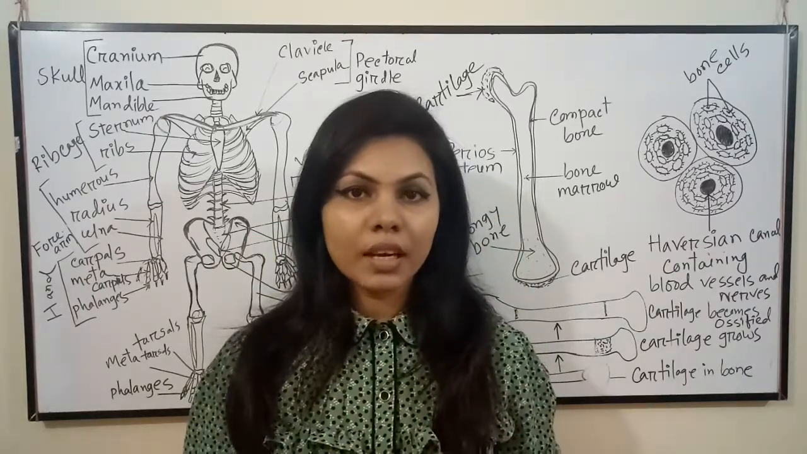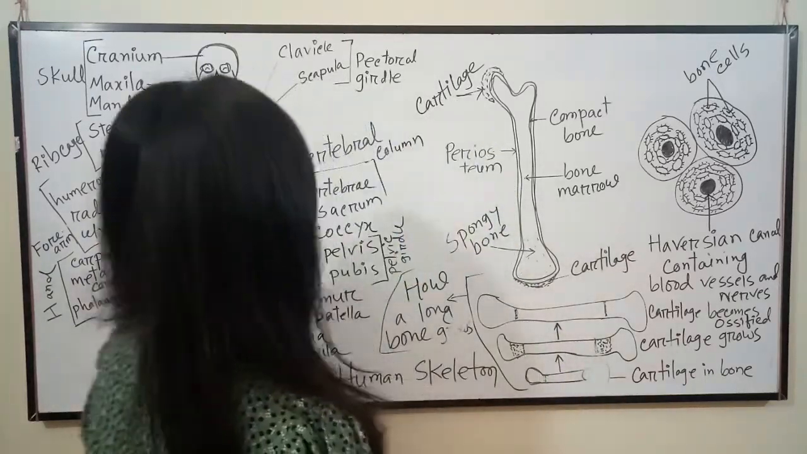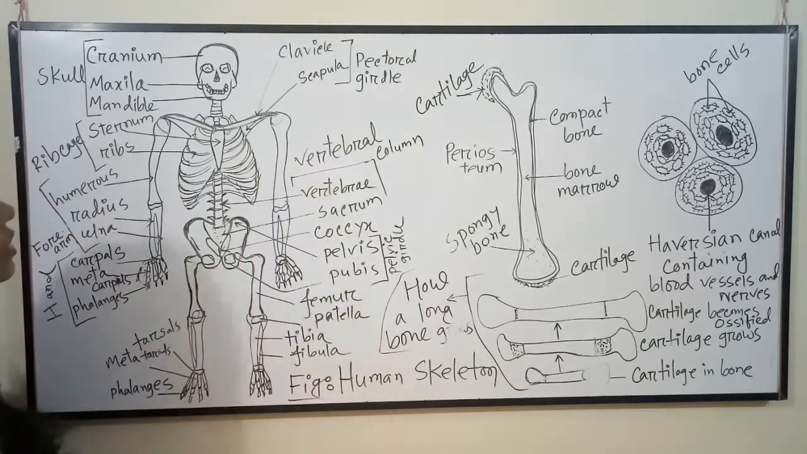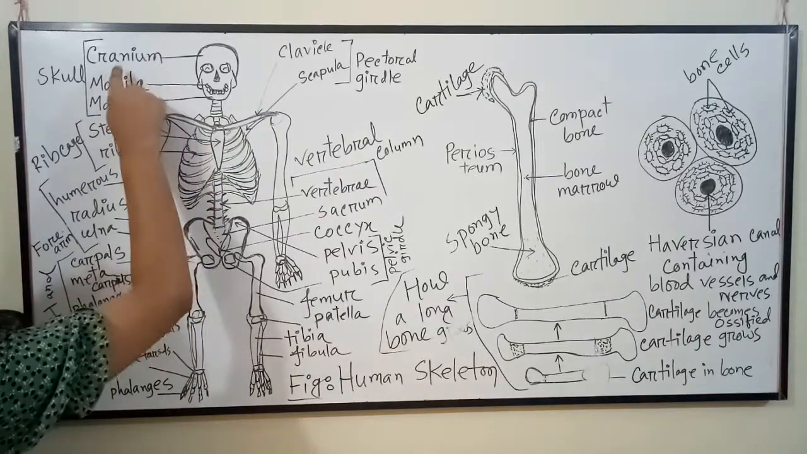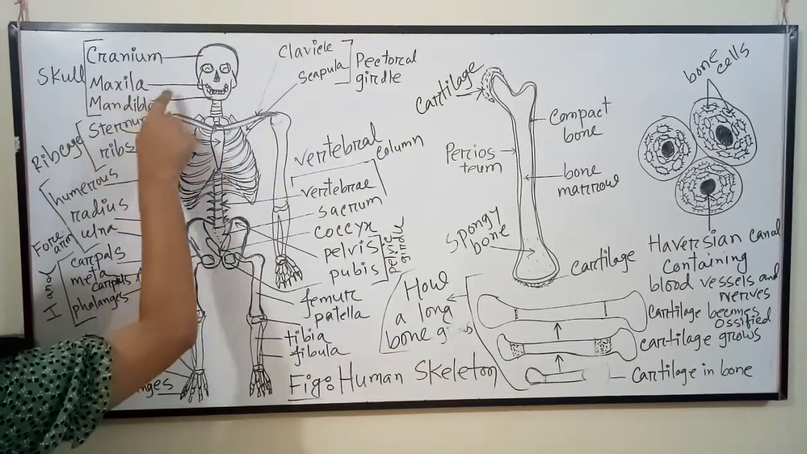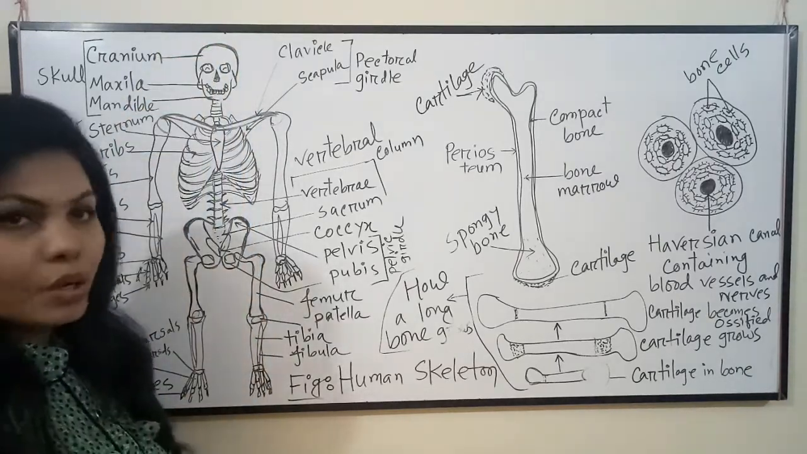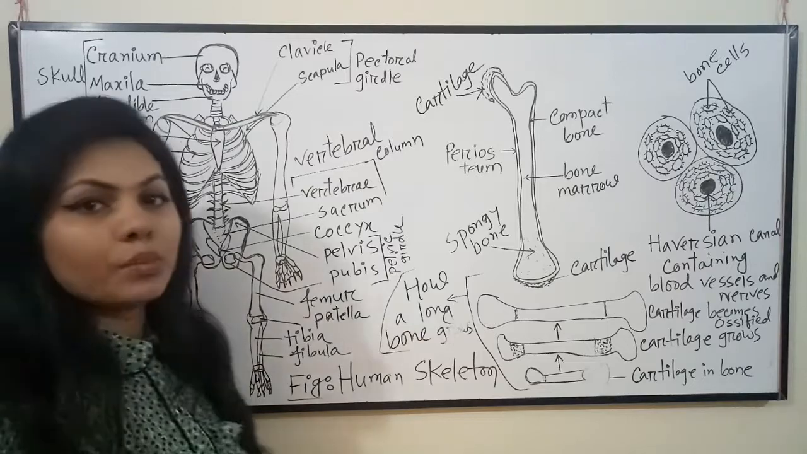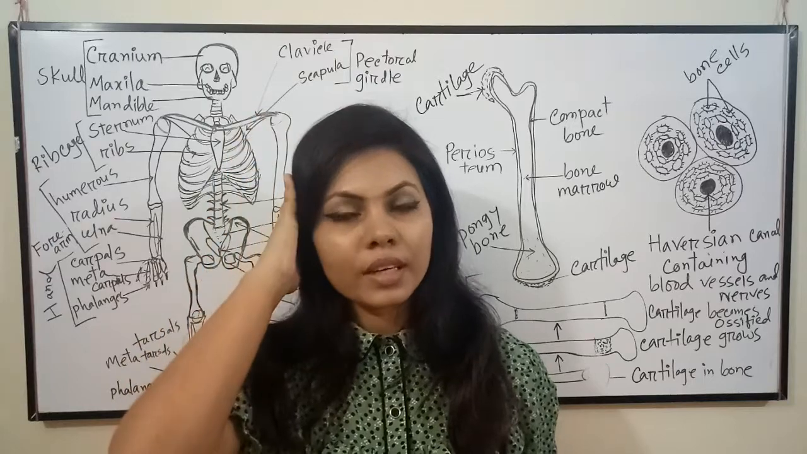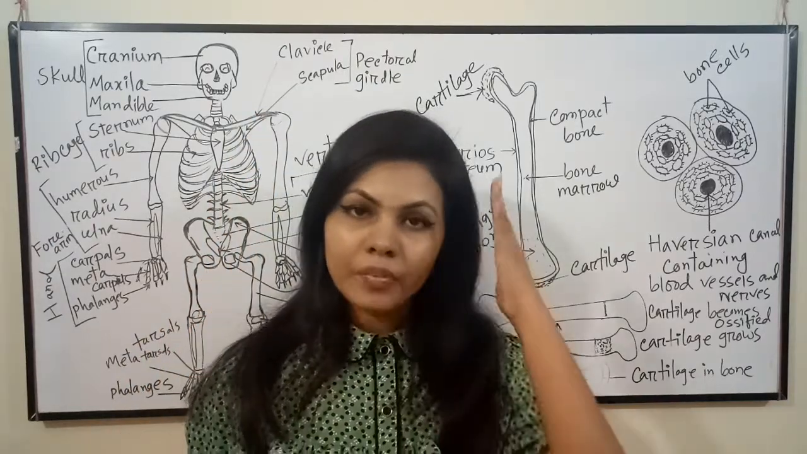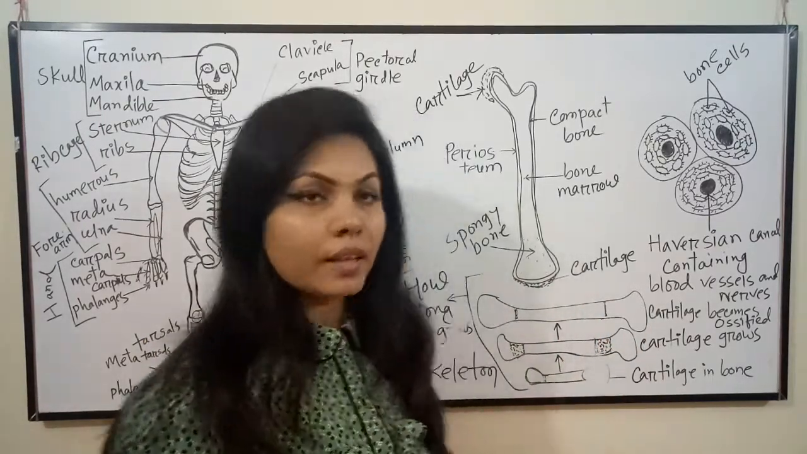Before going into detail, I would like to show the parts of the human skeleton. This is a total human skeleton, and I have written the parts on it. This is the cranium, this is the maxilla, and this is the mandible. These three parts together are called the skull. Sometimes we say that only the cranium is the skull, but actually the cranium, the maxilla and the mandible, these three together, are called the skull.